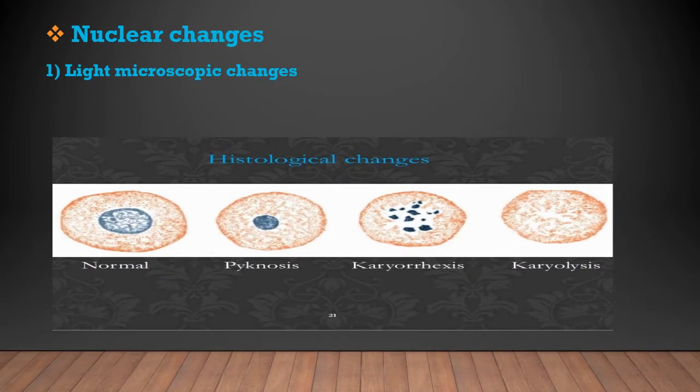Light microscopic changes. In a normal cell, the nucleus remains unaffected. But if any cause produces necrosis, the cell shows conditions like pycnosis, karyorrhexis and karyolysis. Lysis means breakdown, means the whole nuclear material is disrupted. Then we are going to discuss one by one what pycnosis is and which nuclear changes we see.